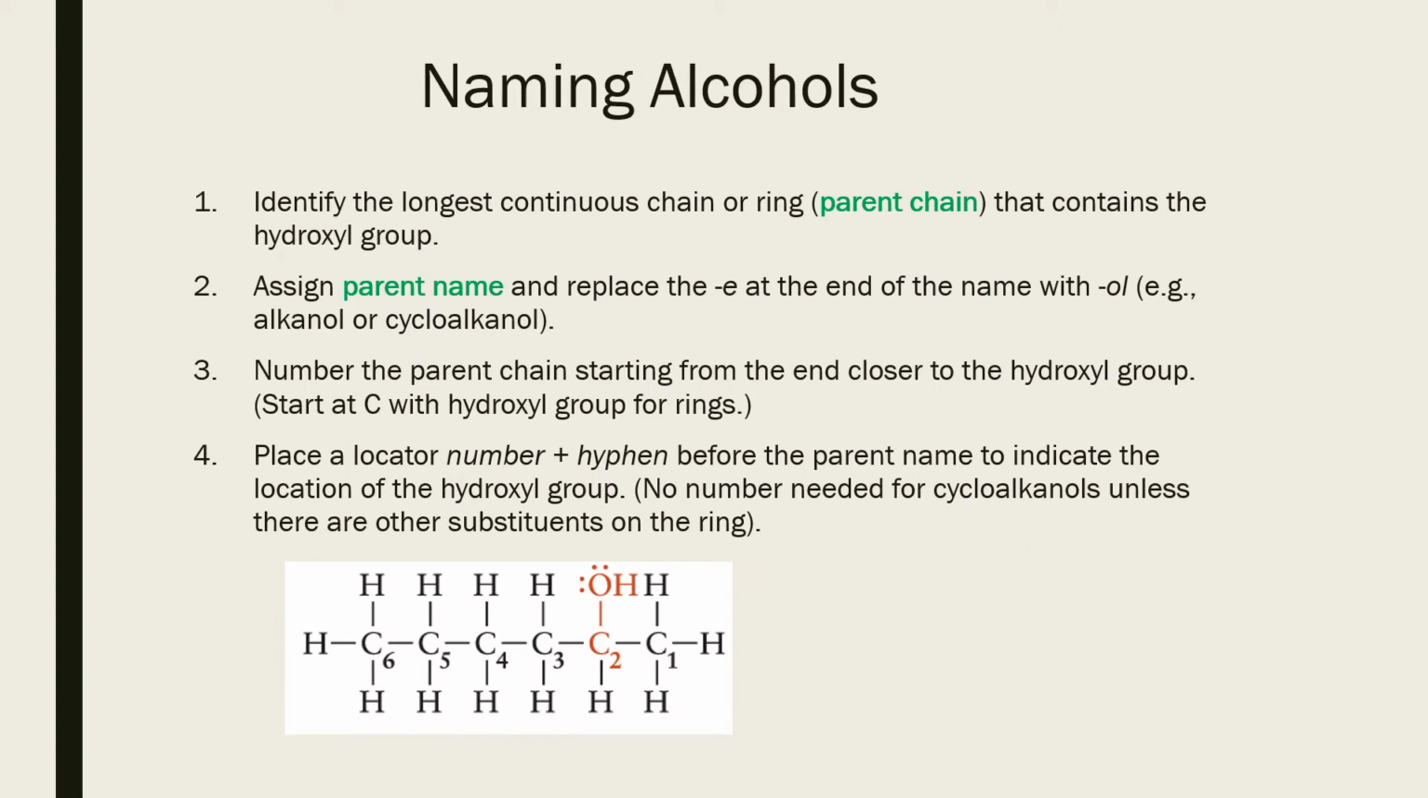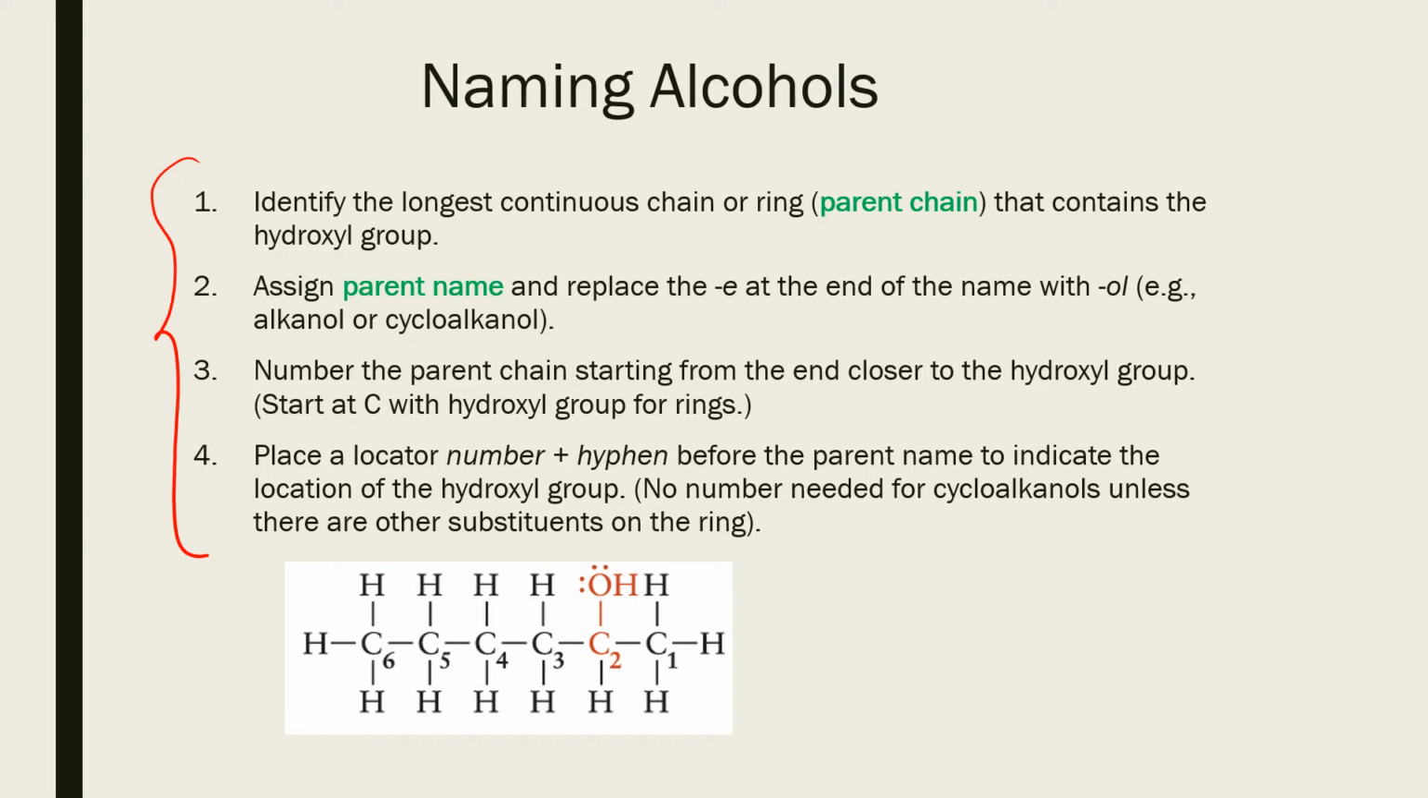The IUPAC rules for naming alcohols are based on the rules for naming alkanes as described in the previous chapter. There are some modifications and a few additional rules while naming alcohols. These modifications and additional rules are described in this slide.